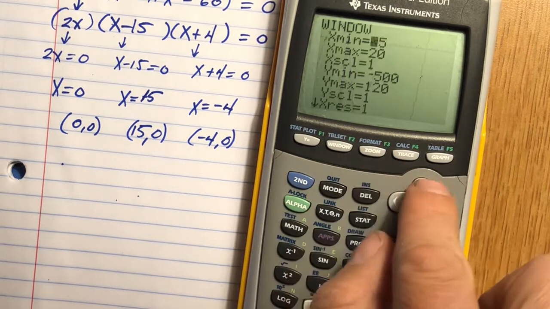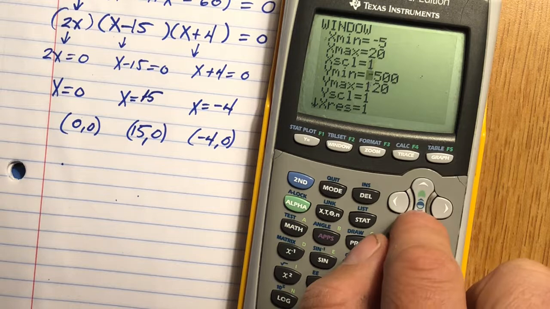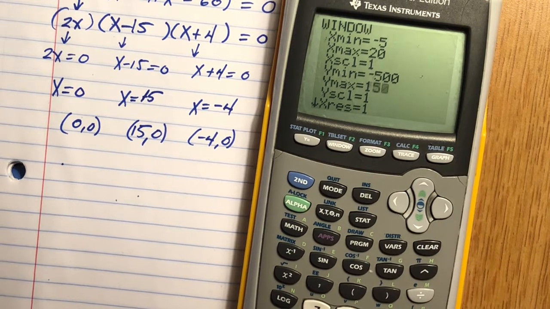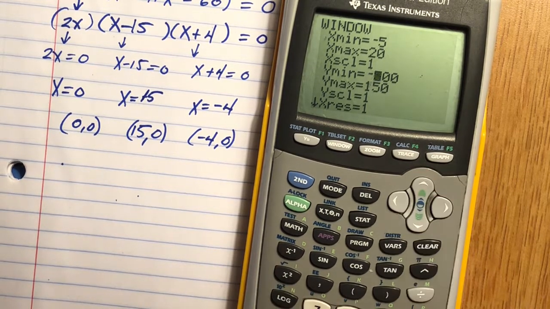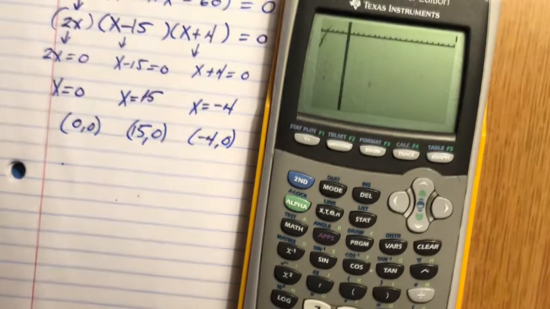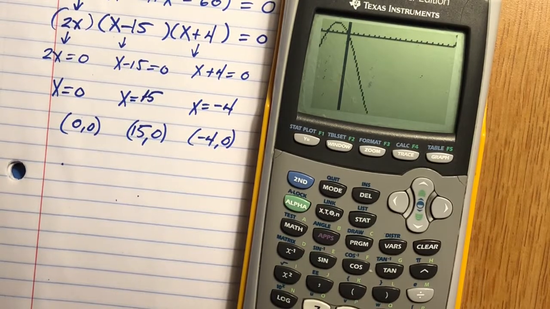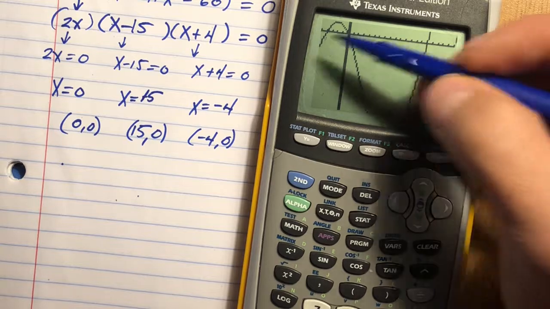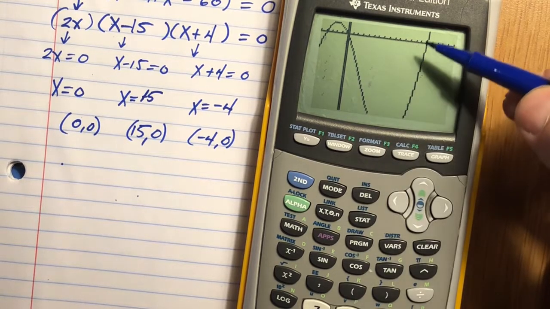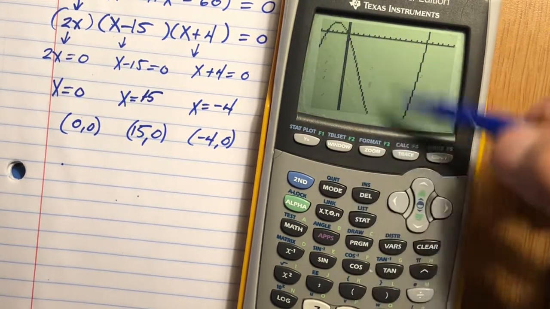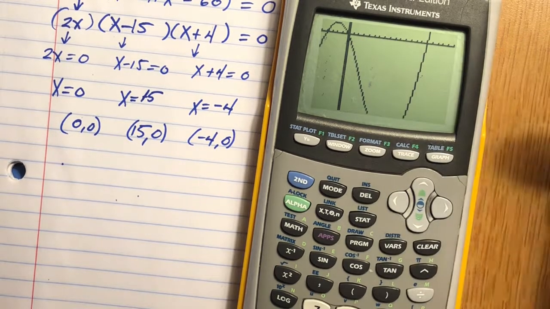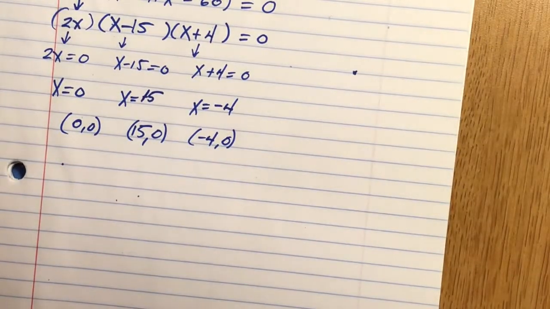All right. Okay. So let's go up to 150. 1,000. Man, it's still going down there. Yep. But there you go. That's what the graph looks like. See that? It's a cubic. So I have 1, 2, 3 zeros.